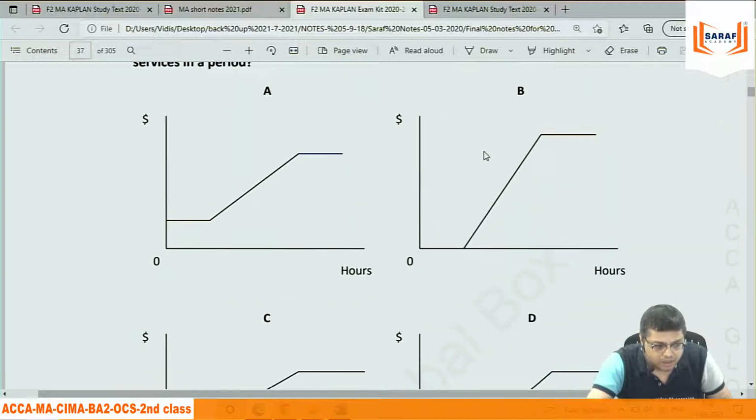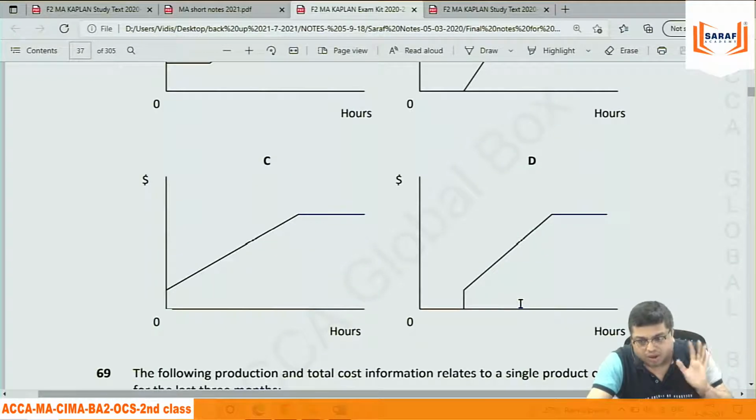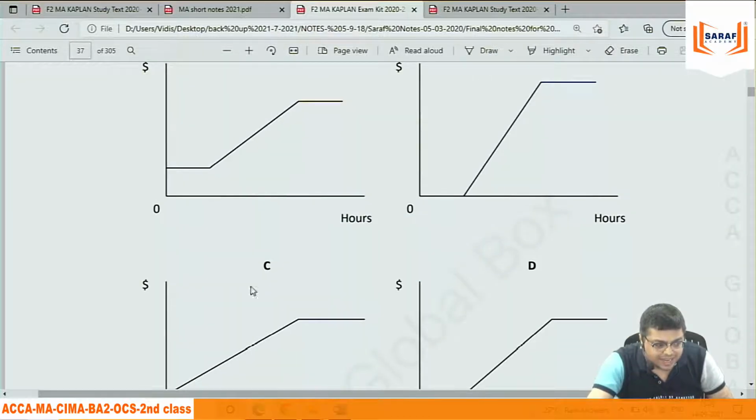This is also not possible. B and D are gone at the outset, because they are saying that my cost will be 0 if my production is 0. No. If my calls are 0, then also my cost is there. Why A and C?